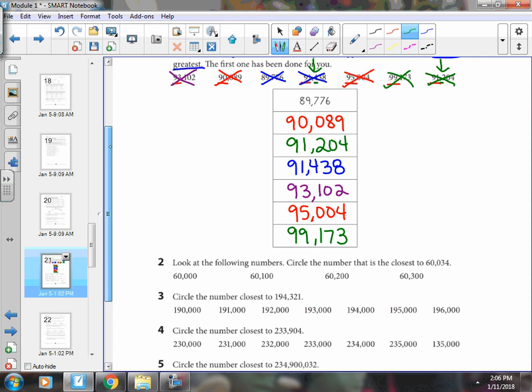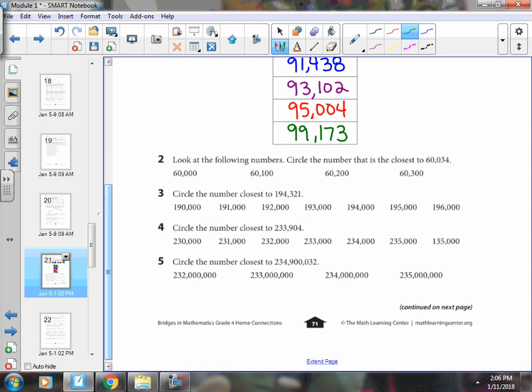Okay, moving on. Number 2. Look at the following numbers. Circle the number that is closest to 60,034. 60,034 is between these two numbers. It's only 34 away from this one, and it's more like 66 away from this one. So it's closer to 60,000.